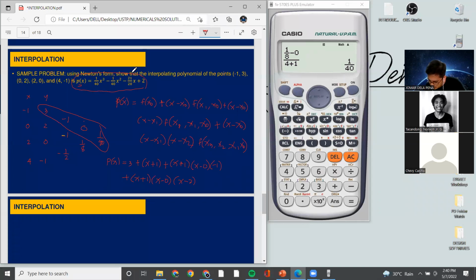Zero. 1 plus x plus 1. Simplify sa natin. x plus 1 plus. Okay. Nalaktawan lagi na to.